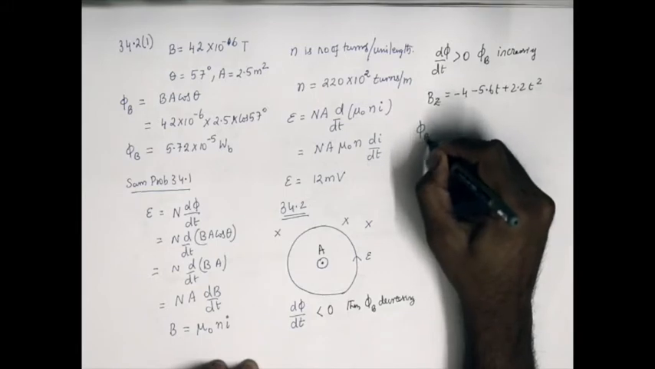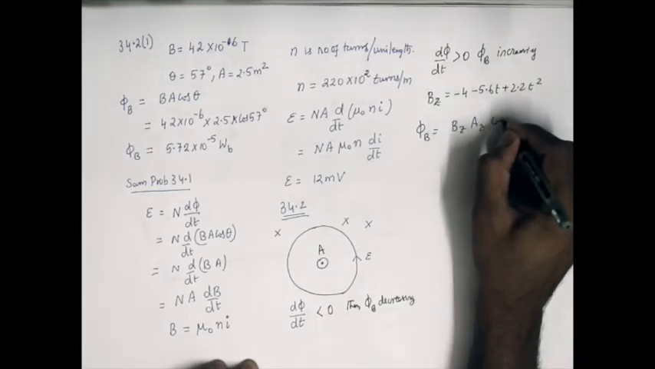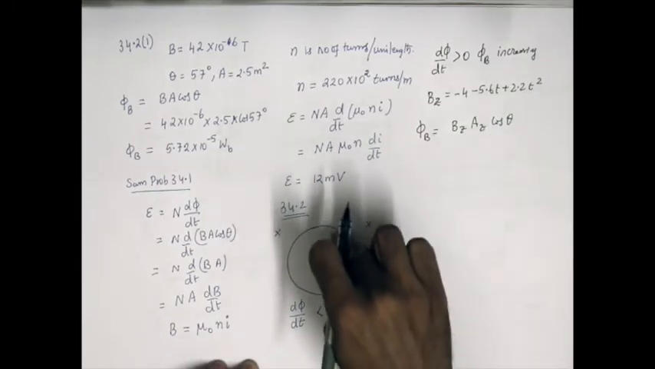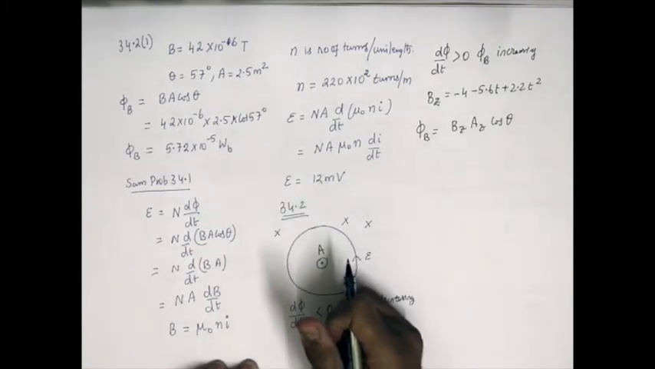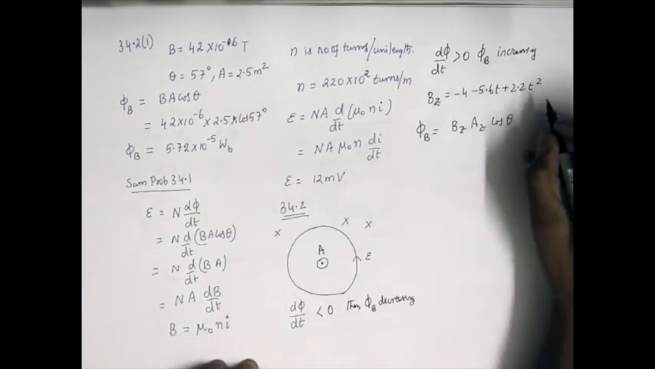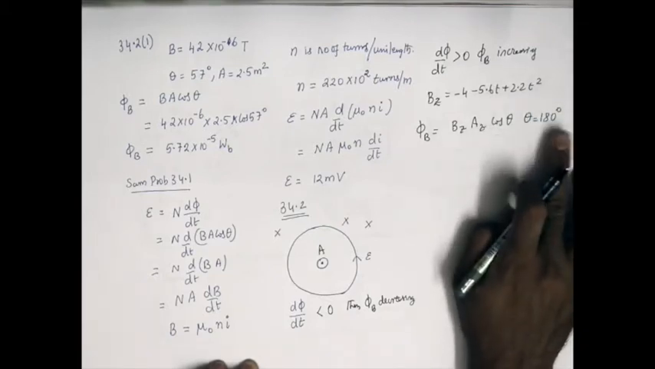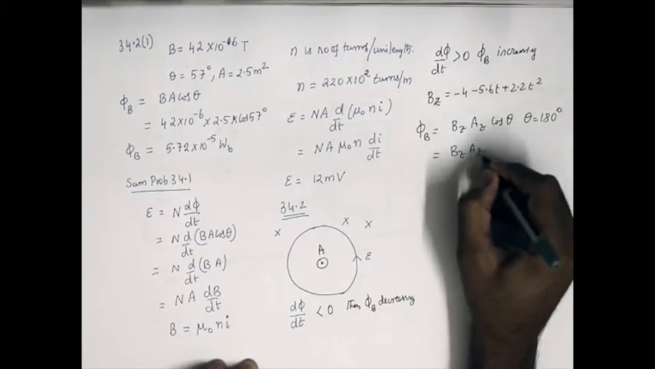So therefore flux will be given by B of Z, A of Z cos theta. As you can see, B is pointing into the plane of the paper as given in the problem. A is pointing outside the plane of the paper. So therefore theta is equal to 180 degrees, and cos 180 degrees is equal to -1. So therefore this becomes -BZ AZ.